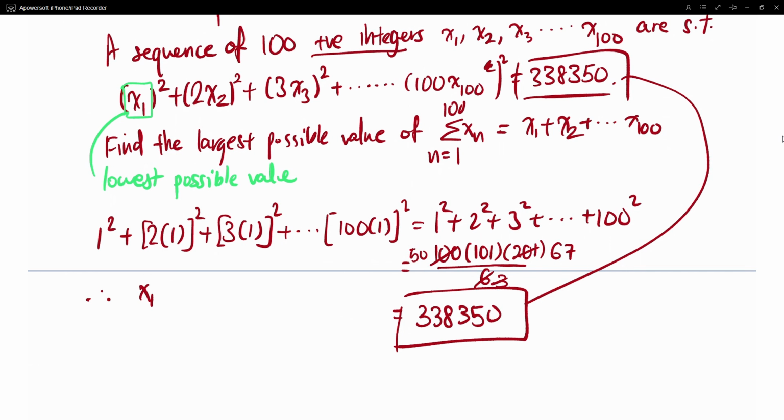So x1 equals x2 equals x3, all the way to x100. This is simply 1. Hence, the sum of all your x terms from x1 to x100 is simply 100.